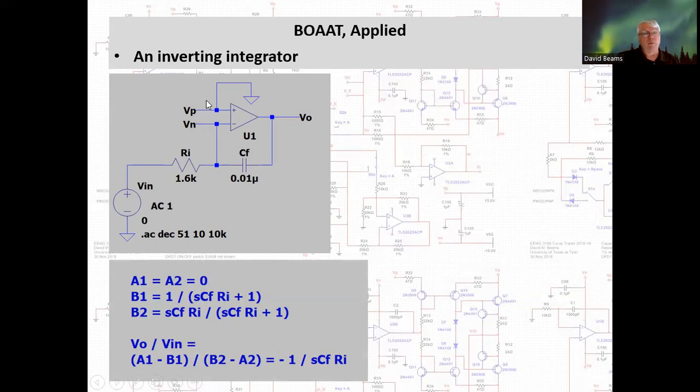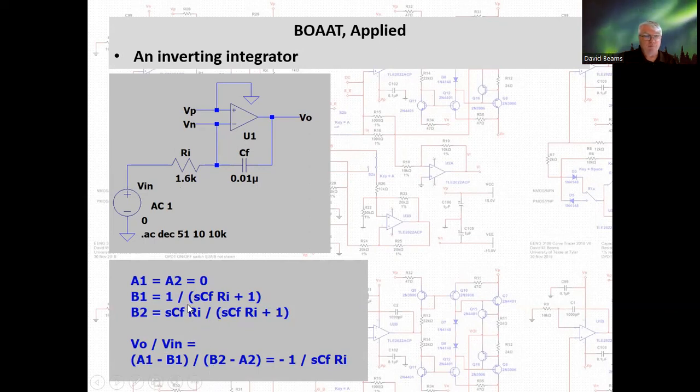B1 is determined by this RC voltage divider with the capacitor as the lower branch of the divider and the resistor as the upper branch, with V out forced to 0 while V in is applied. B2 is determined by applying a voltage to the output while V in is set to 0. Now we have the same RC network, but the capacitor is the upper branch and the resistor is the lower branch of the voltage divider.